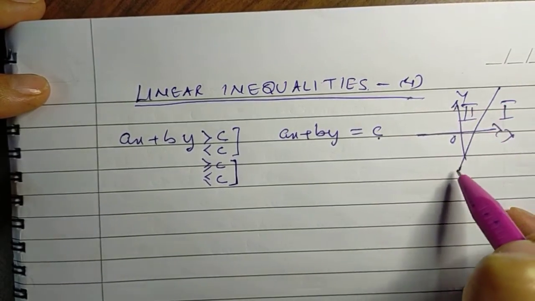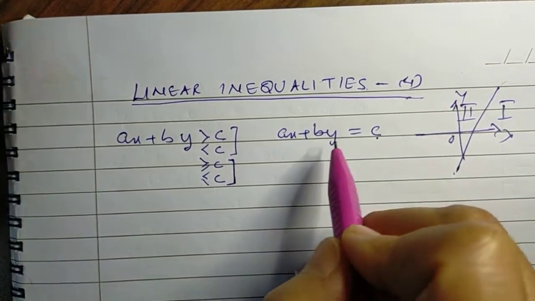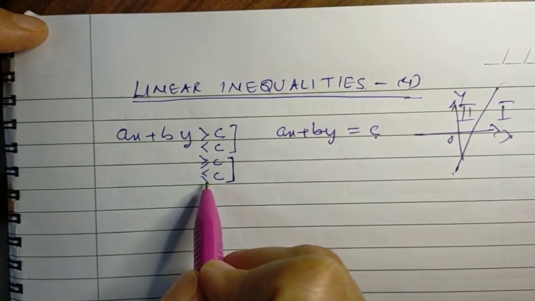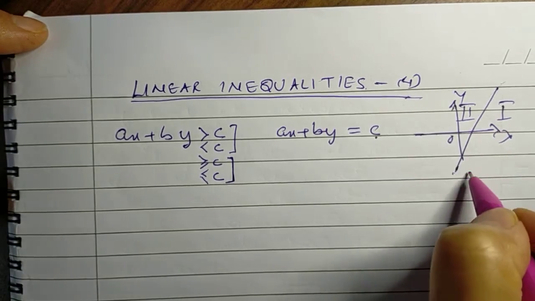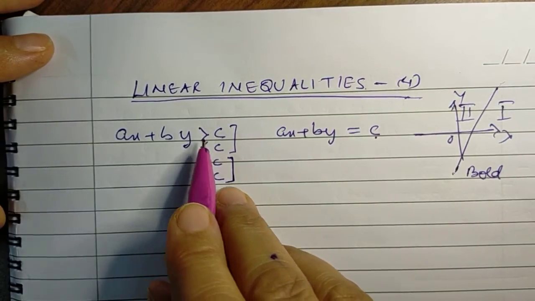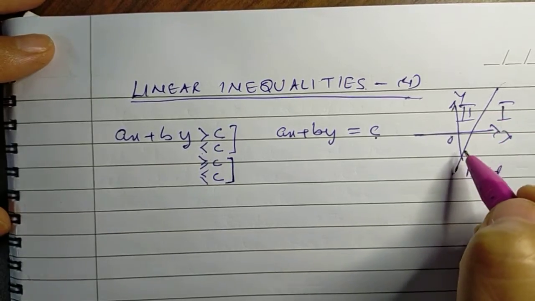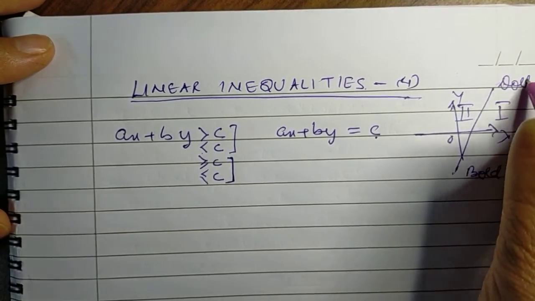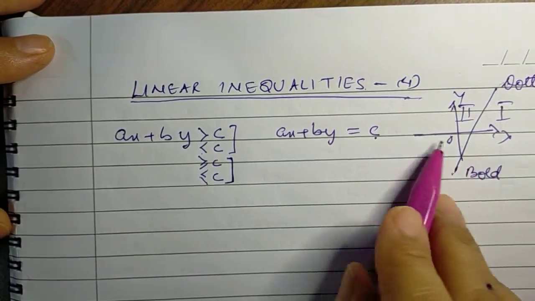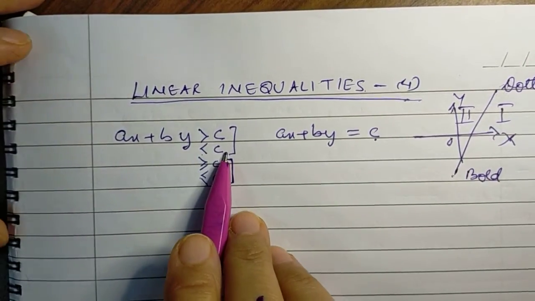Now all points lying on this line are solutions to the equation ax plus by equal to c. Therefore, if it is a slack inequality, we draw the line using a bold line, whereas if it's a strict inequality, since the points on the line are not to be considered, we draw a dotted line to show that it's just being used to mark the division in the xy plane. So this is the first thing which we had seen.